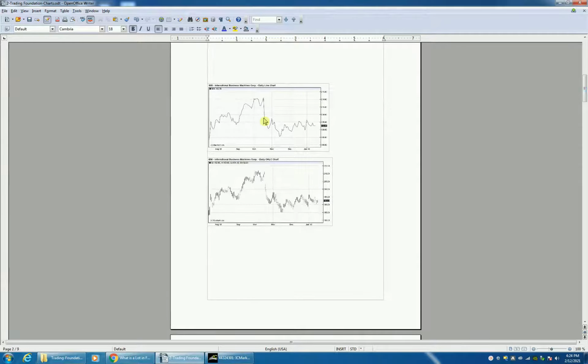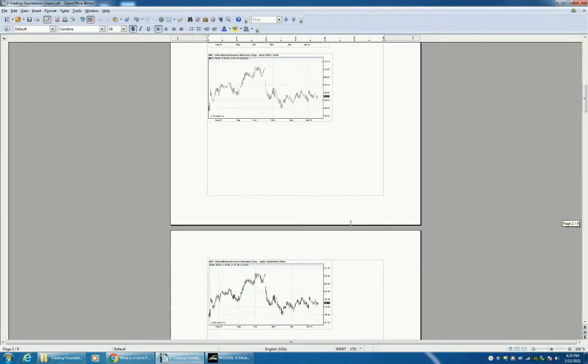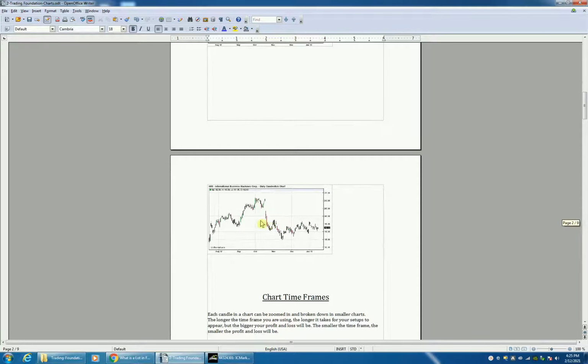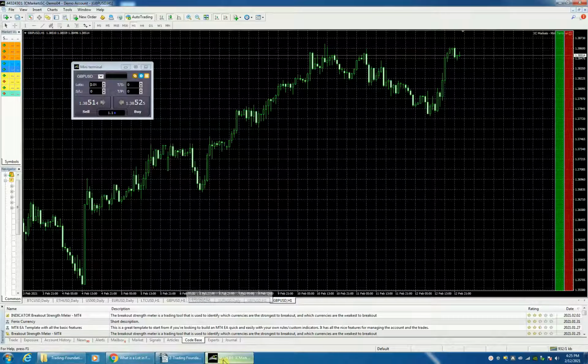You're looking over here, representation of the IBM. This is a stock, the IBM company. The first chart you're looking at, it's a line chart. The second one is a bar chart. And the third one is a candlestick chart. The most used today is the candlestick chart. Why? Because the actual candle have a representation on the chart.